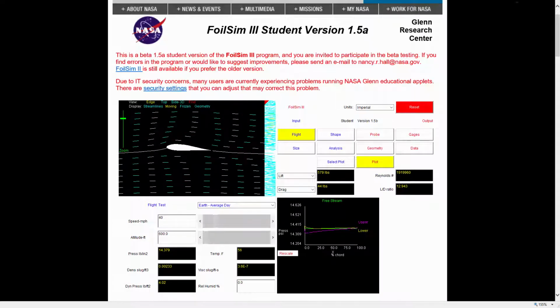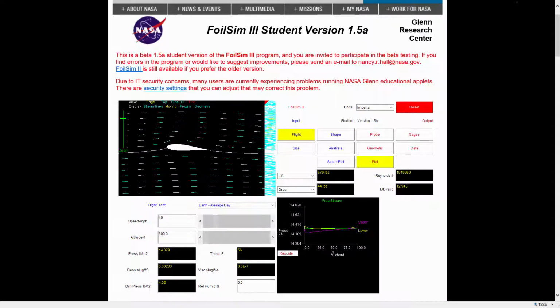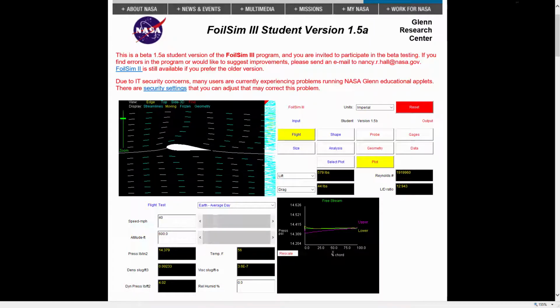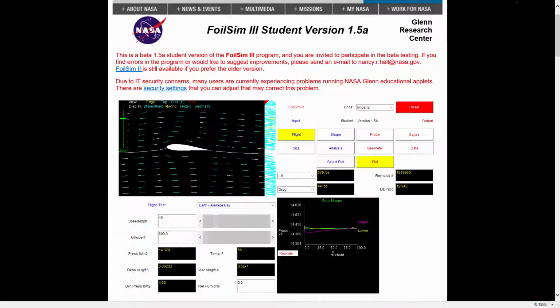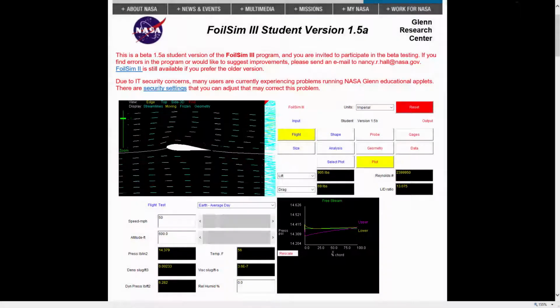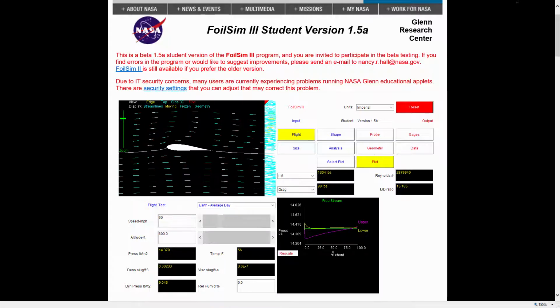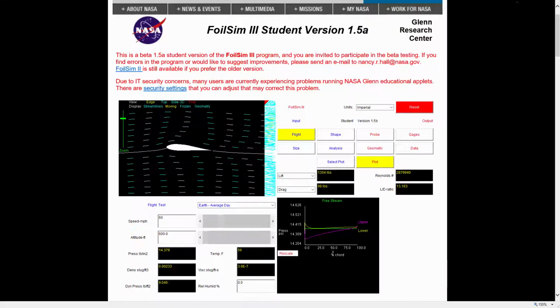Will we get enough lift by the time we get to 78 miles per hour to lift off? Or am I wrong about the speed that the airplane takes off at? Let's see. 50 miles per hour. 60 miles per hour. 70 miles per hour.